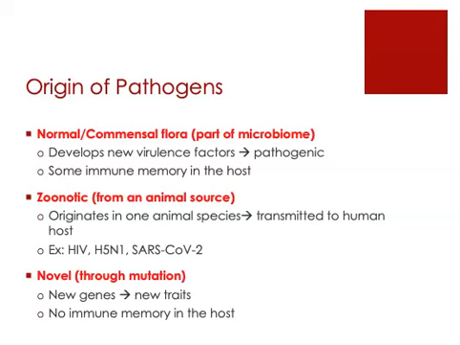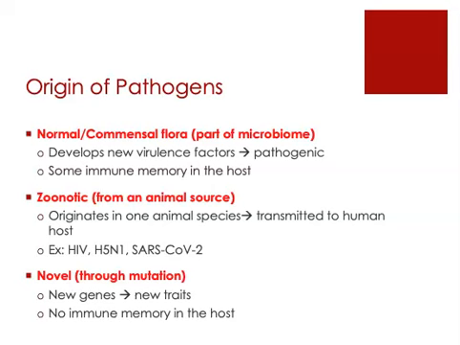All of the evidence that we have to date suggests that SARS-CoV-2 originated in a bat species. It underwent some mutation events and it developed a new trait of being able to not only infect humans, but to cause this terrible disease called COVID-19 in humans.